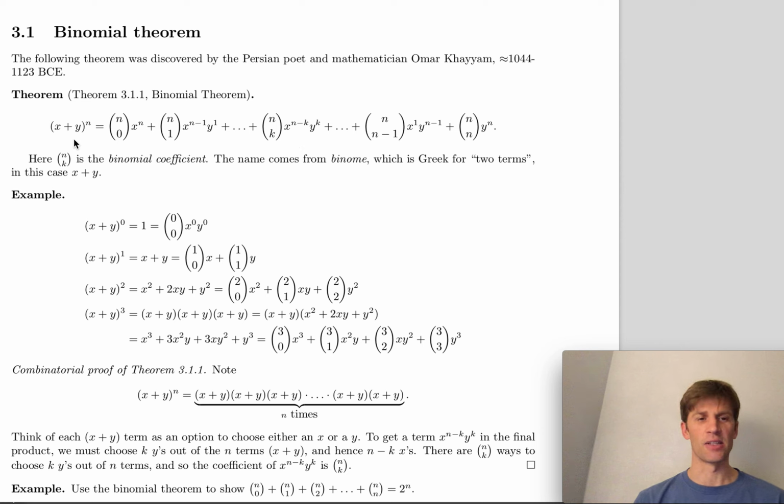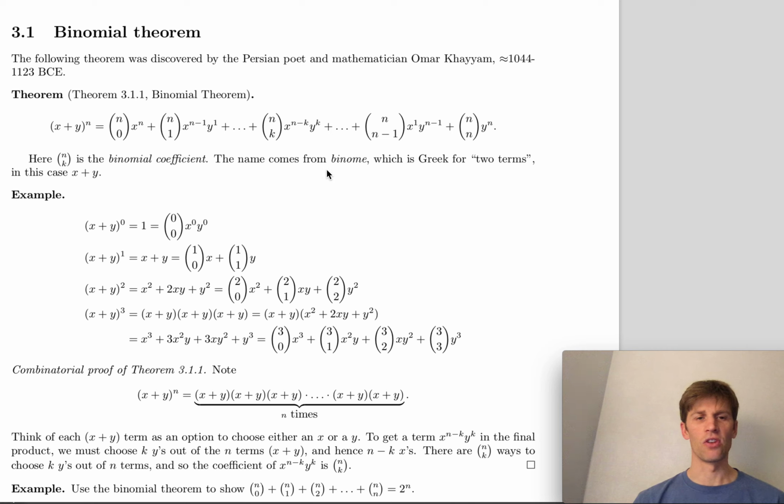So x plus y to the nth power is n choose 0 times x to the nth power, and secretly there's a hidden y to the 0th power here, plus n choose 1, x to the n minus first power times y to the first power, plus dot dot dot, all the way down to n choose n. There's a secret x to the 0th power here, times y to the nth power.